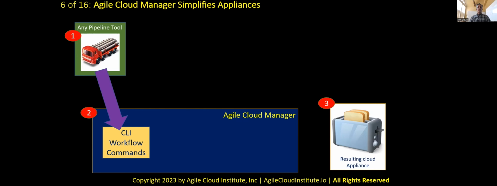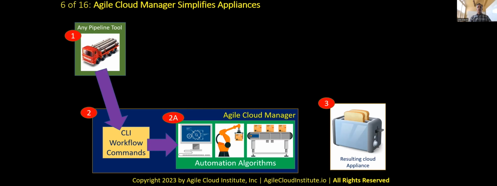The second block in this slide, which we just added, explains how the Agile Cloud Manager has command line interface commands, CLI commands, that enable you to create and run workflows. The CLI commands are simple one-line commands that are very, very easy to write and very, very easy to understand. What the CLI commands do is they trigger automation algorithms inside the Agile Cloud Manager that replace huge quantities of pipeline code that already exist inside your enterprise. And by replacing those huge quantities of pipeline code that you would otherwise have to build and maintain, you're able to drastically reduce the amount of engineering required to develop and operate your systems.